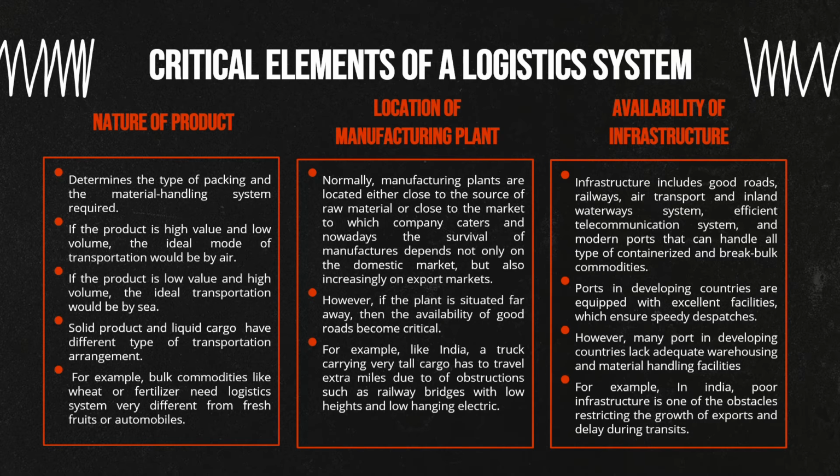Next, availability of infrastructure. Infrastructure includes good roads, railways, air transport, an inland waterway system, efficient telecommunication system, and modern ports that can handle all types of containerized and big bulk commodities. Ports in developed countries are equipped with excellent facilities which ensure speedy dispatch. However, many ports in developing countries lack adequate warehousing and material handling facilities. For example, in India, poor infrastructure is one of the obstacles restricting the growth of export and causing delay during transit.